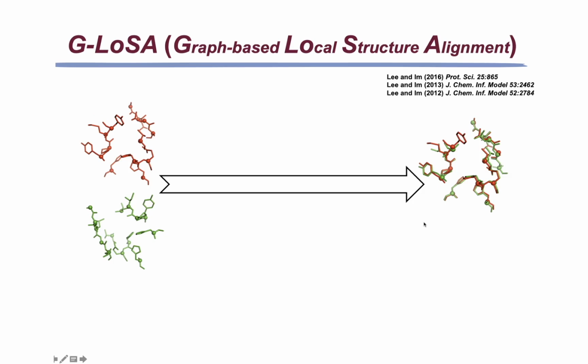Scientists are particularly interested in finding ligand binding sites for drug development. To facilitate this type of discovery, we have developed a computational tool for graph-based local structure alignment called G-LOSA.